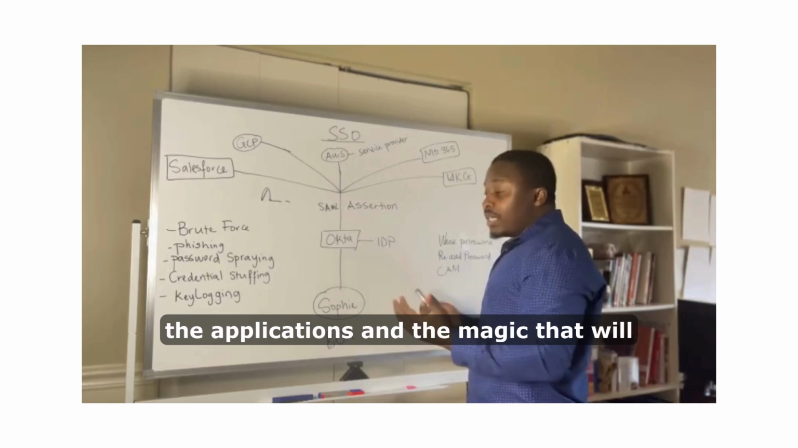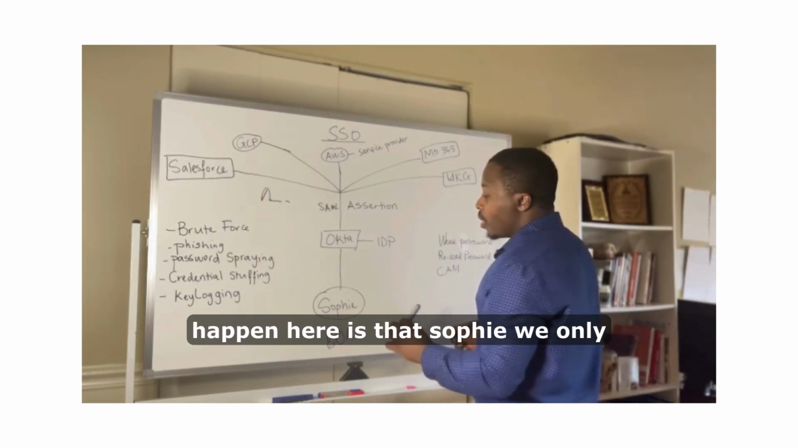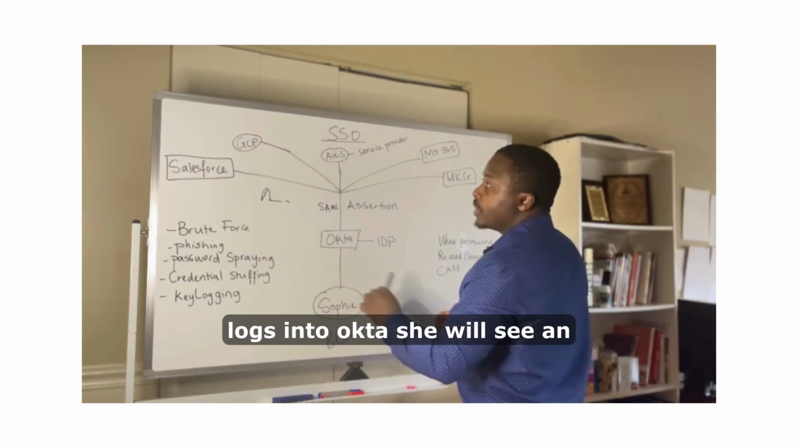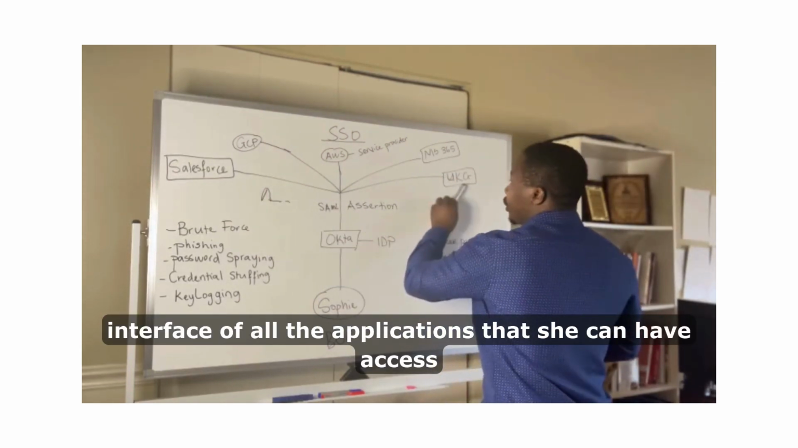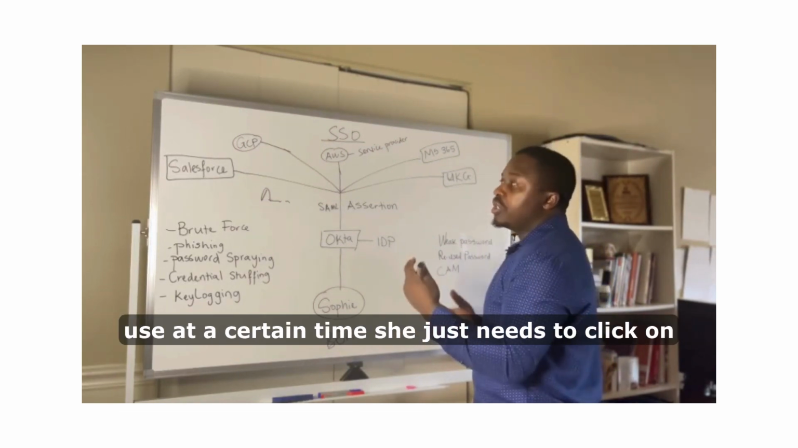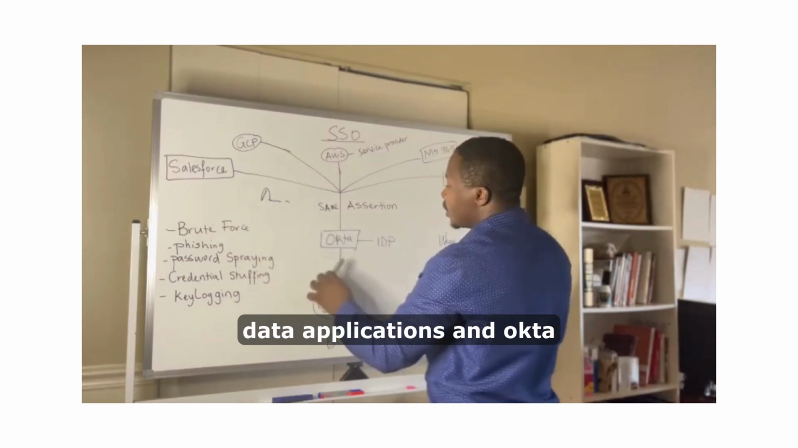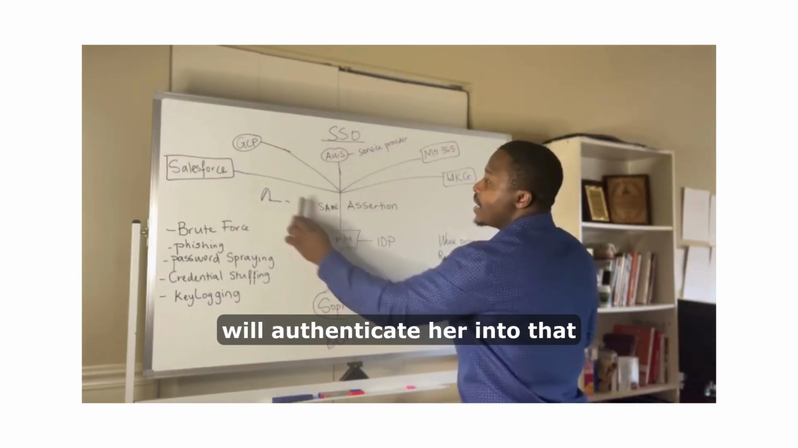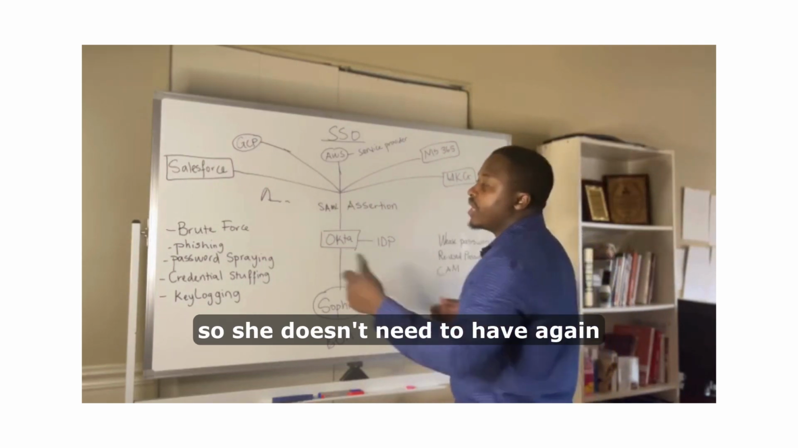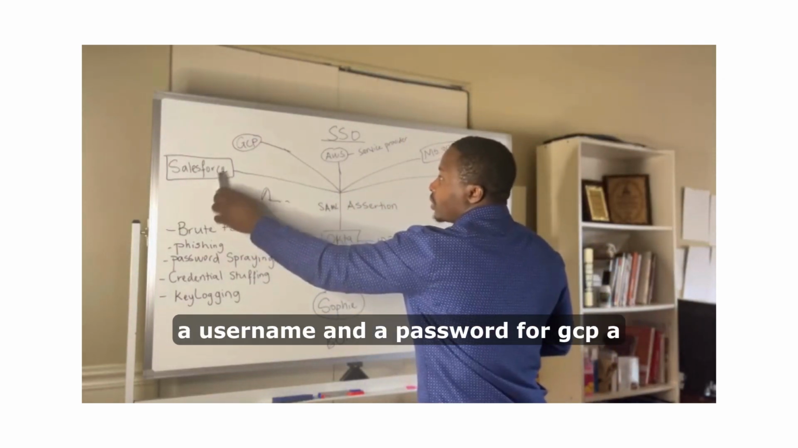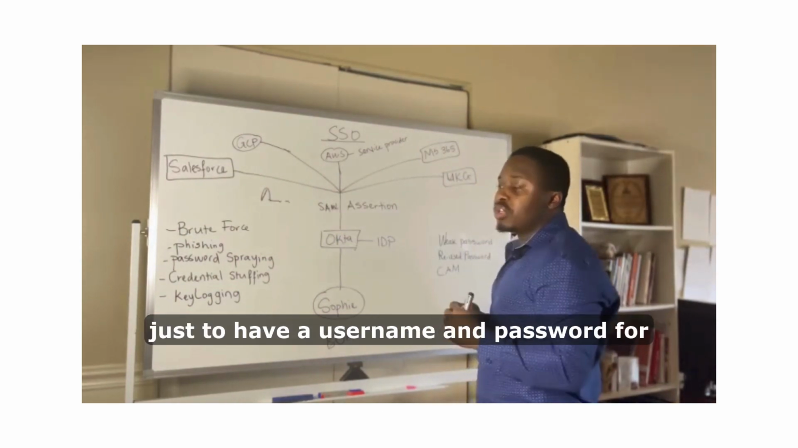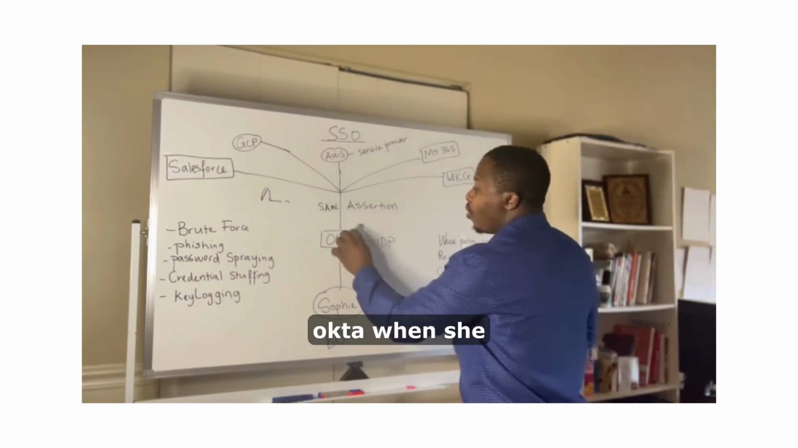And the magic that will happen here is that Sophie will only need to log into Okta. When she logs into Okta, she will see an interface of all the applications that she can have access to. And any application that she needs to use at a certain time, she just needs to click on that application and Okta will authenticate her into that application on her behalf. So she doesn't need to have again a username and a password for Salesforce, a username and a password for GCP, a username and a password for AWS. She needs just to have a username and a password for Okta.